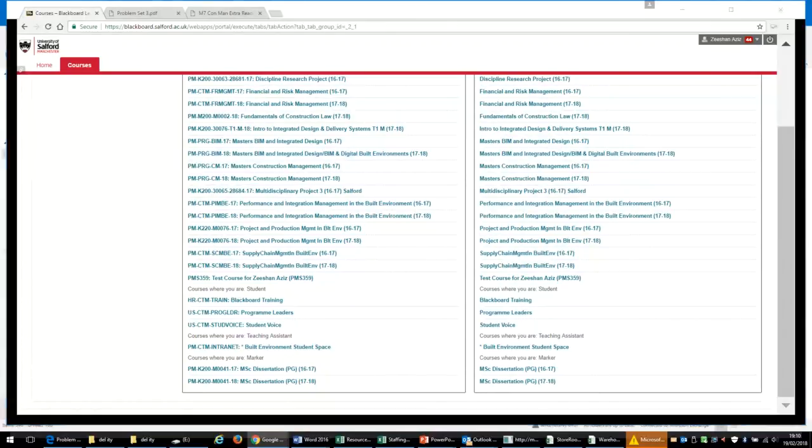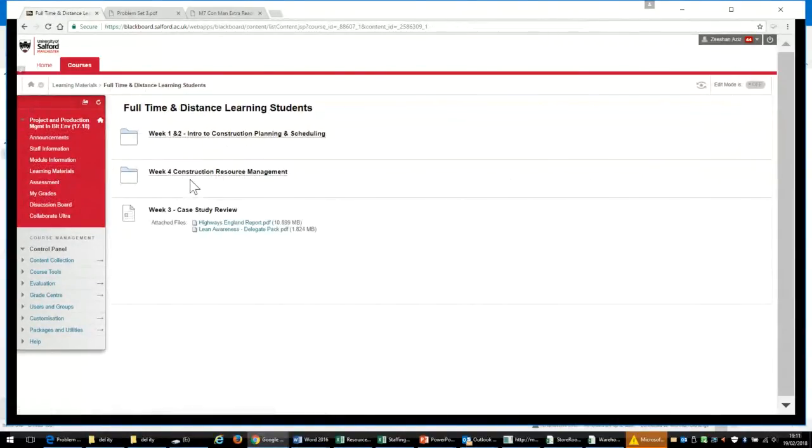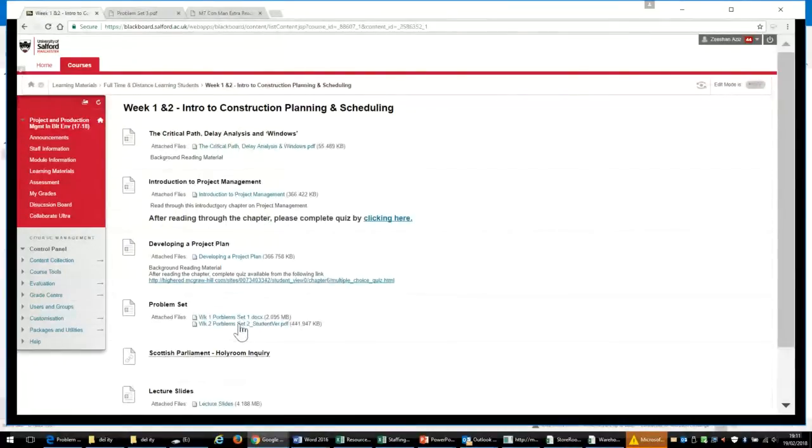So if this is the case, your first point of contact is, okay. Right. So it means that you have got access to the module site. So what you would do is go to the module site, and then you will have to choose the learning materials. Once inside the learning materials, you will have full-time students. So for instance, if we go to week 1 and 2, you would be able to see the problem sets of week 1 and week 2 over here.